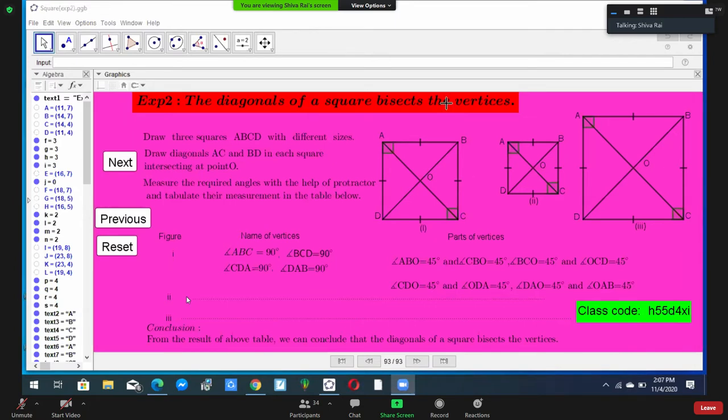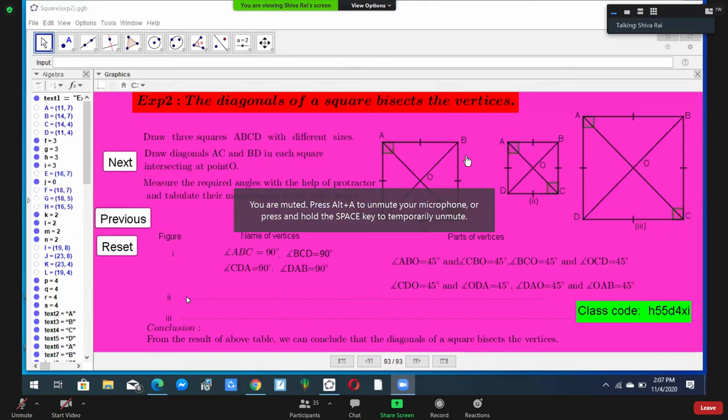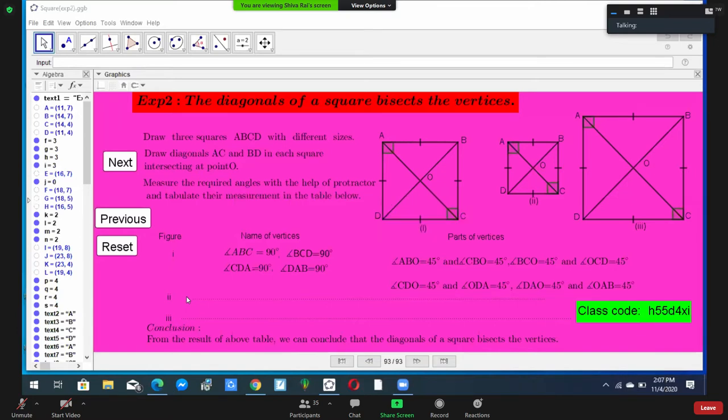The diagonals of a square bisect the vertices. Diagonals of a square bisect the vertices. Look here. In a square, there are 4 vertices. There are 4 vertices. Everyone look here.